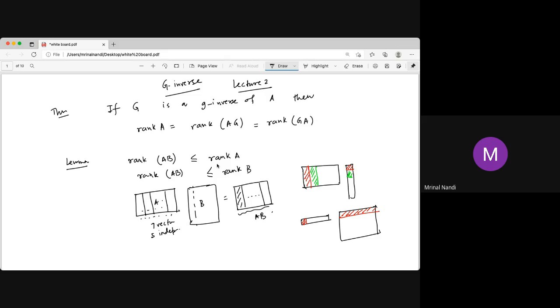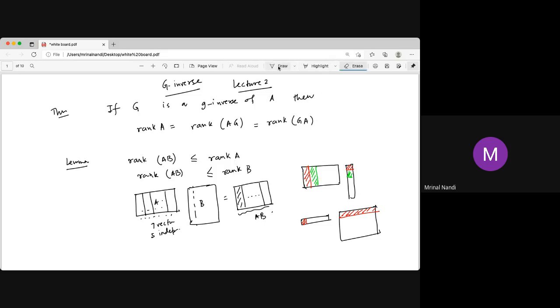Then we have to think of the product AB as a collection of rows, and each row is a linear combination of the rows of B. That's why the rank of AB is less than or equal to the rank of A. So this is the outline of the proof.